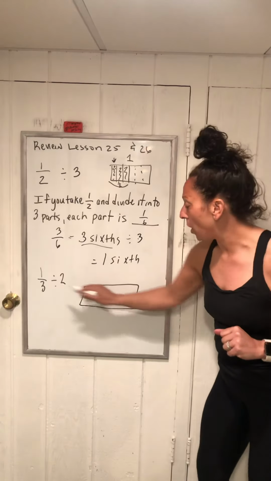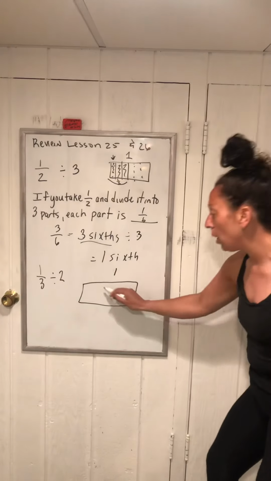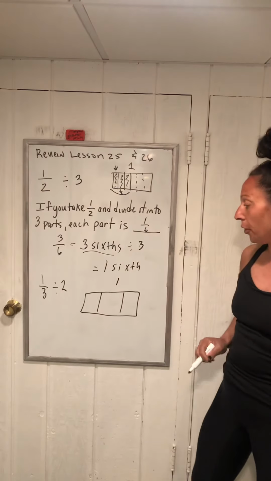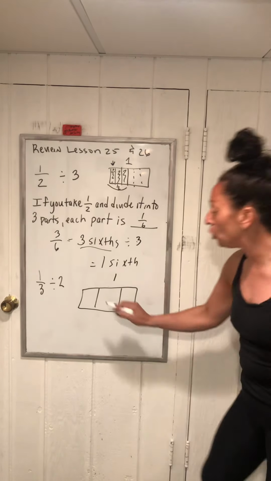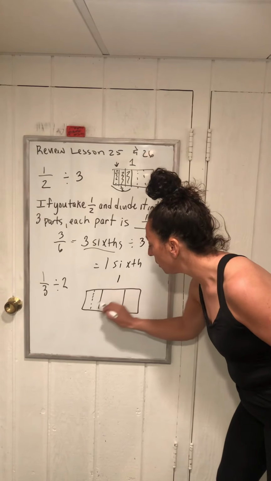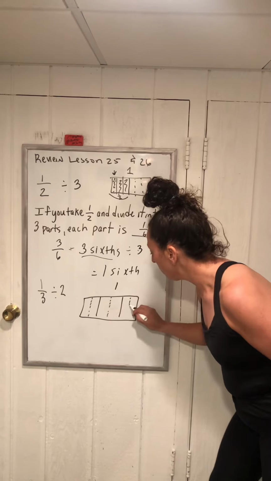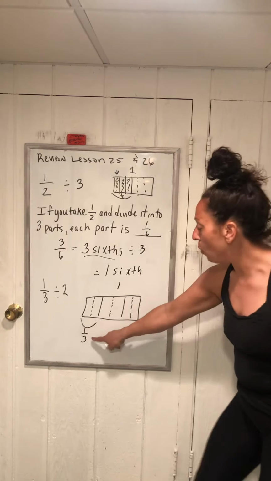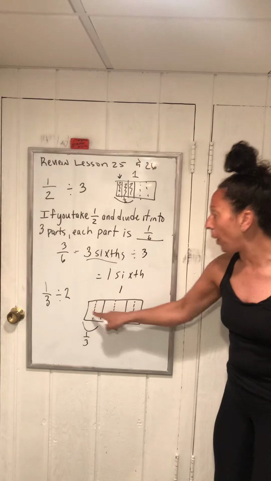We're going to do this one really quick. I have 1/3. Okay, I'm going to show a whole. I'm going to break it up into thirds. I am taking my 1/3 and I am breaking it up into 2 parts. Okay, here's my 1/3. I am breaking my 1/3 up into 2 parts.